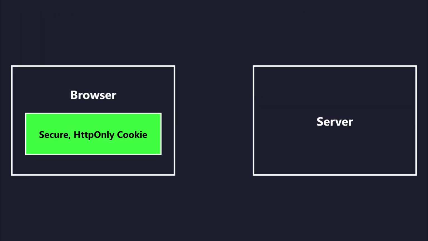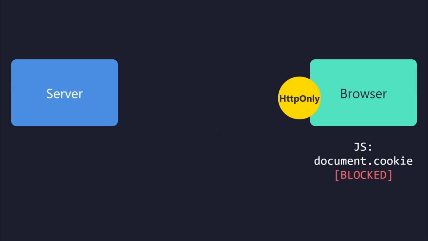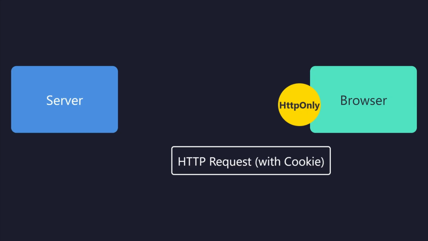A more secure approach involves placing the refresh token inside a secure HTTP-only cookie. HTTP-only cookies are inaccessible to client-side JavaScript. This mitigation significantly reduces the risk of token theft through cross-site scripting attacks, as the browser handles the cookie automatically during requests.